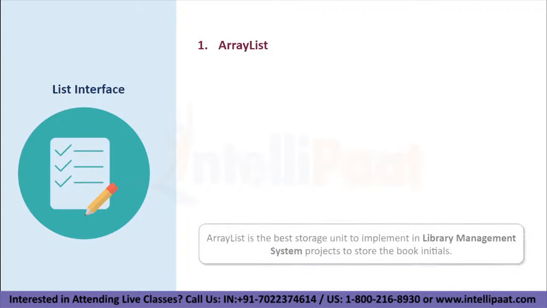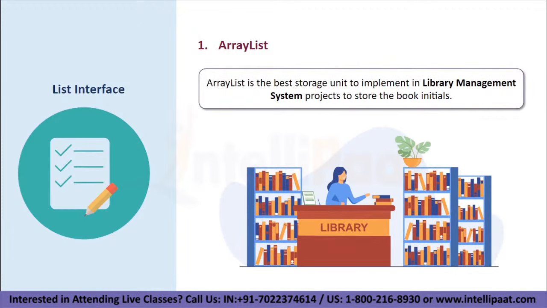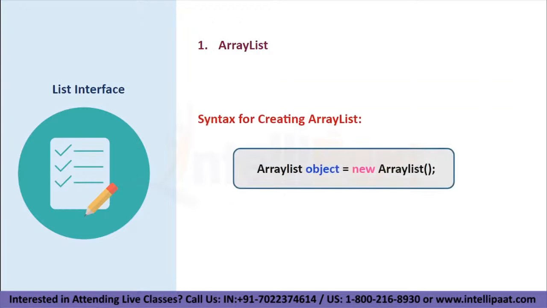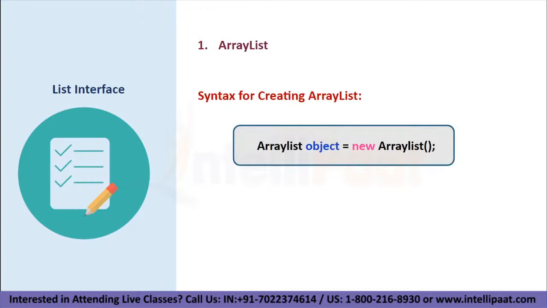Suppose you want to create a project for a library management system and you need some sort of data container to store the names of books. In this particular case, array list will be the best option for you since you can change its size as much as you want. Plus, it will give you a more indexed listing of your books. The syntax for creating an array list is given on screen. It goes like ArrayList object equals new ArrayList. On that note, let's move to the linked list class.